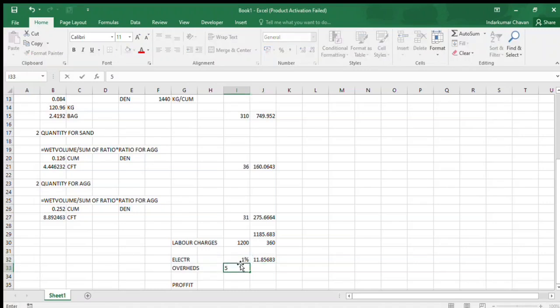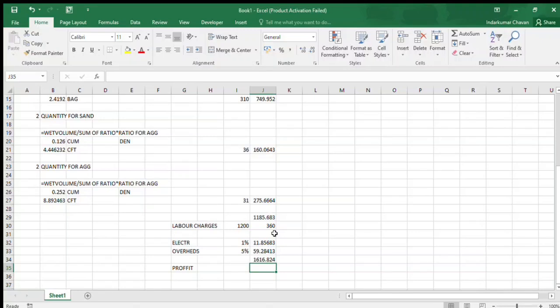And overheads are 5%, right? Overheads may vary, 5% or 3% or 2%, whatever, it depends on the client and you. So I will take 5%, right? So I will just apply 5% also on material, right? Material amount, enter. So what is my total cost? I will just apply the Alt plus formula here, and I will do the sum for material, labor charges, electricity and overheads, right? 1616 rupees required for the amount for the 0.3 cubic meter of concrete.